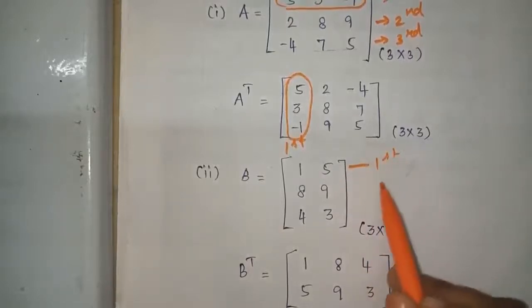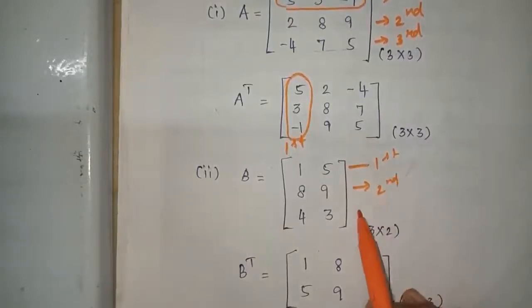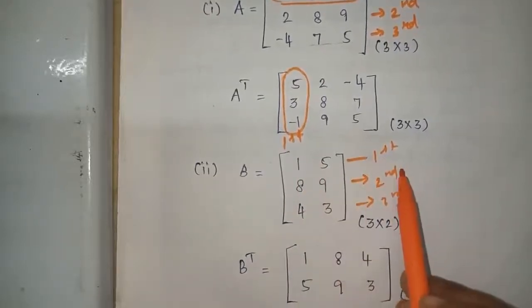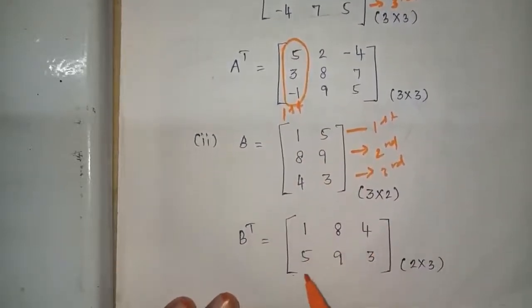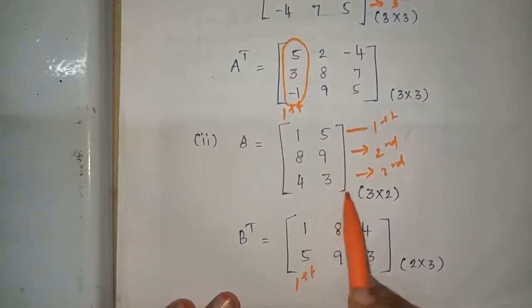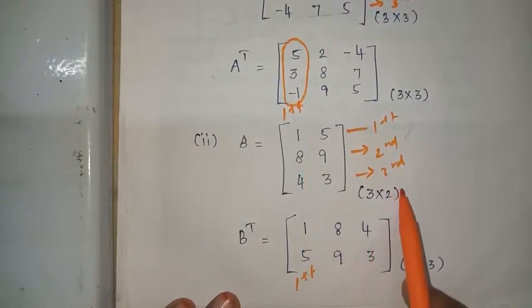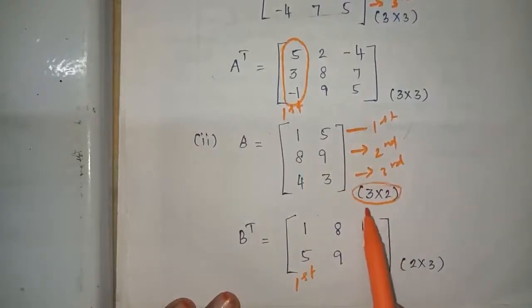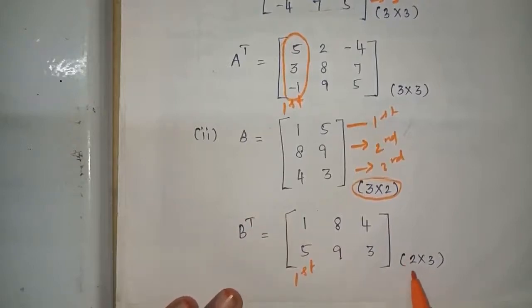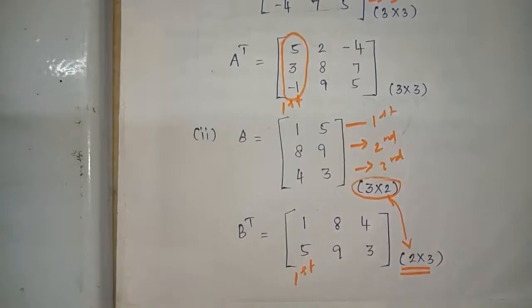First row, second row and third row. So now 1 5 is your first row, it changes into a first column. So 1 5, 8 9 will be your second column, and 4 3 will be your third column. So the order of matrix B is 3 cross 2, but B transpose order of matrix is 2 cross 3. That is, the number of rows will be changed into the number of columns.